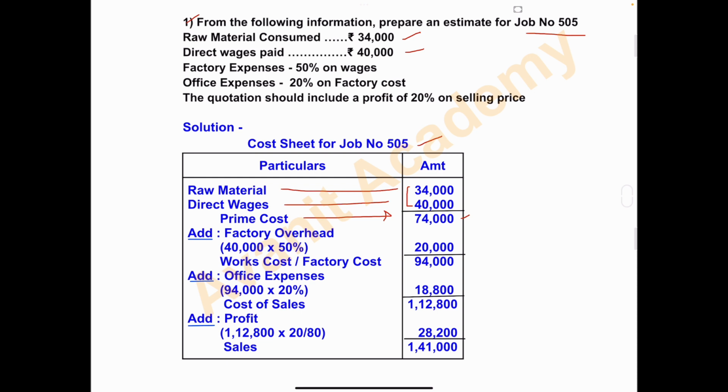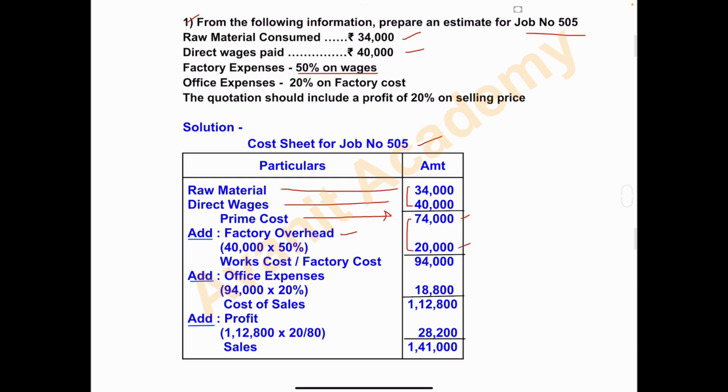So factory overhead, how much we have to take? 50% on wages. So right here add factory overhead in bracket 50% of wages. Wages amount is 40,000. Write in bracket wages amount 40,000 into 50%. Factory expenses is 50% on wages. So 40,000 into 50%, we will get 20,000. Write in amount column 20,000.